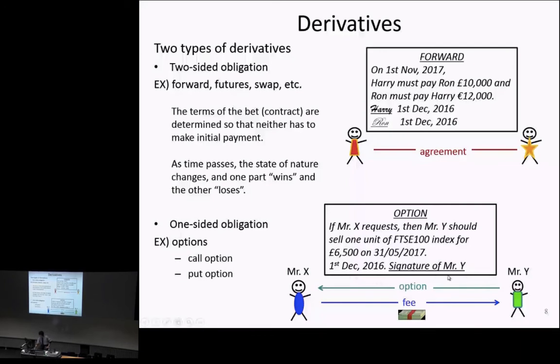The document is dated 1st of December 2016, and there's the signature of Mr. Y. So if Mr. X buys this thing from Mr. Y, Mr. X paid some fee to Mr. Y to buy this option. If Mr. X buys this option, it's an option for Mr. X that is in May 2017. If Mr. X wants to, he can make a request and he can buy the FTSE 100 index for £6,500.